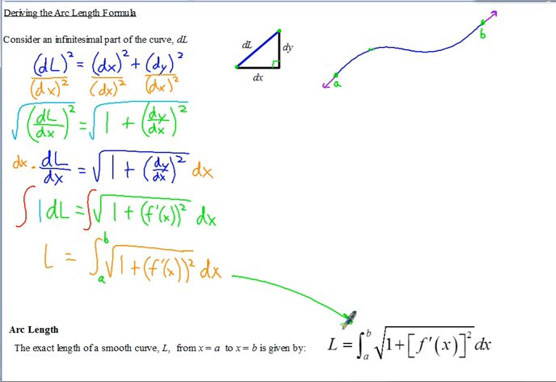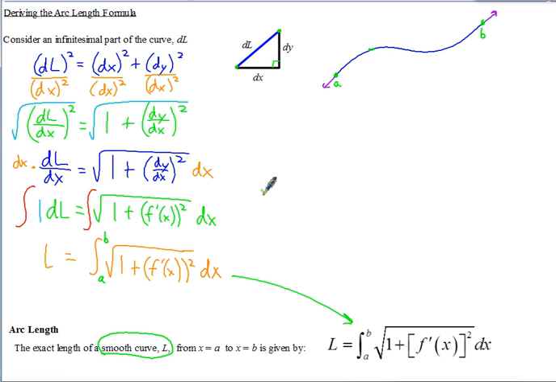So that's the exact length of it. Notice it only works for a smooth curve. The reason why is that if it's not smooth, if you have a corner or a cusp in there that makes it not smooth from A to B, then the function would not be differentiable there, in which case the derivative here, f prime of x, would not exist, hence the formula wouldn't work. The derivative doesn't exist somewhere in A to B. So just for smooth curves.